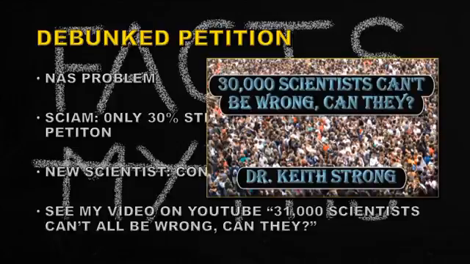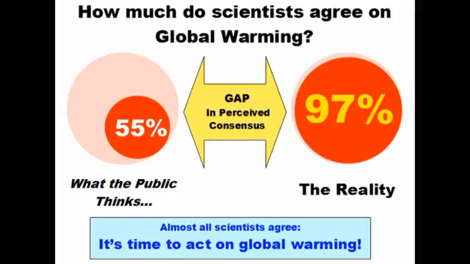And if you want a comprehensive debunking of the Petition Project, please see my video, "31,000 Scientists Can't All Be Wrong, Can They?" Now, the main point here is they wouldn't have to go to such extreme lengths of deception to support their case if they had actually a good scientific case. Apparently they don't.